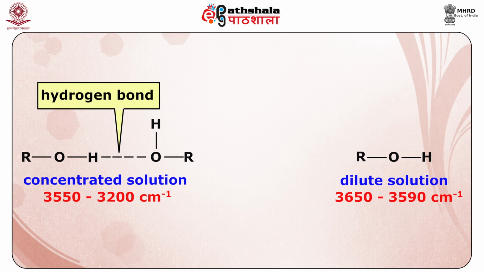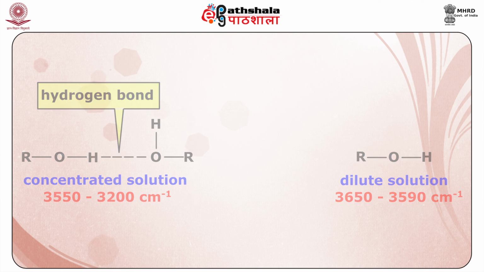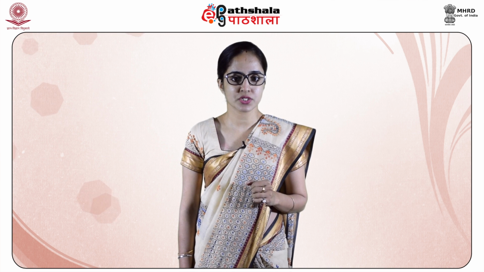Additionally, students, hydrogen bonded OH groups also have broader absorption bands, whereas the absorption bands of non-hydrogen bonded OH groups are relatively sharper. Now, as you can see, in concentrated solution we have the band which varies between 3550 to 3200 centimeter inverse, whereas in dilute solutions, or solutions with limited hydrogen bonding, the absorption band appears at 3650 to 3590 centimeter inverse. Now, hydrogen bonding interactions can also occur between functional groups of solvent and solute.